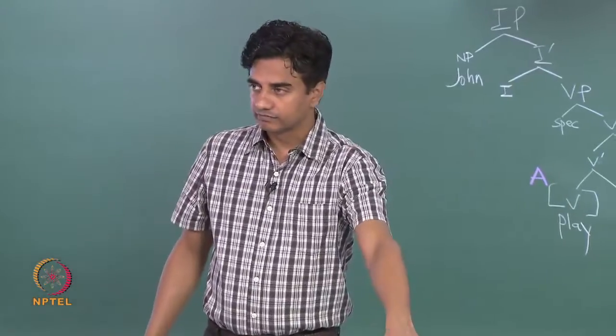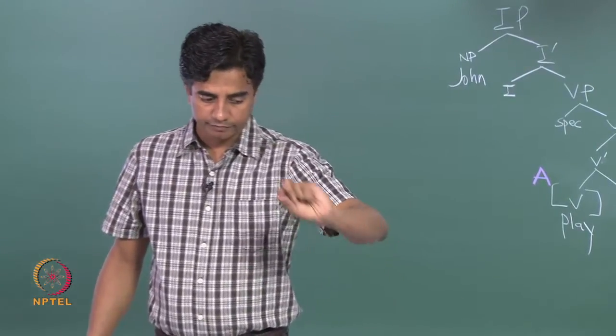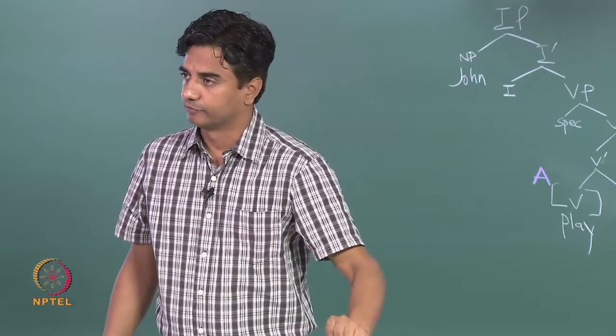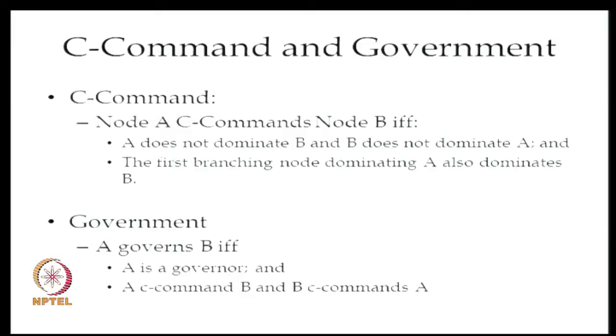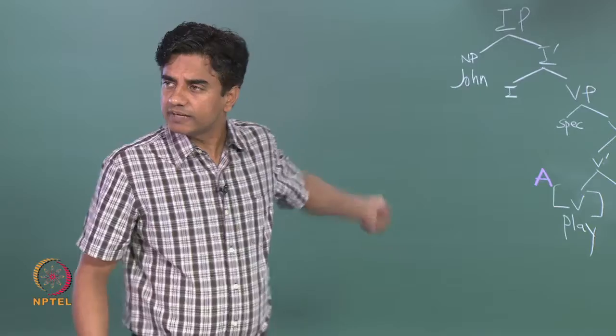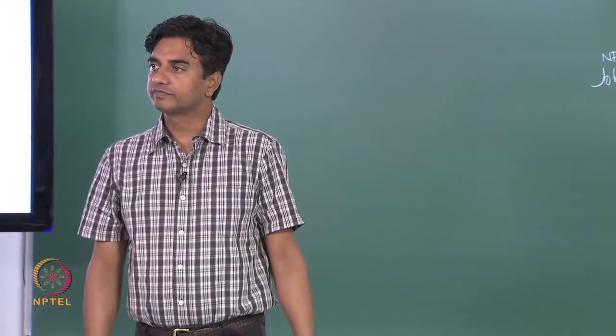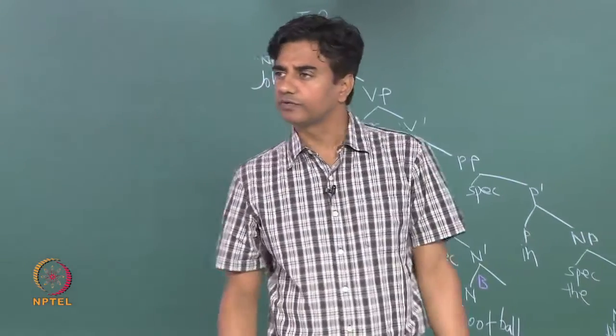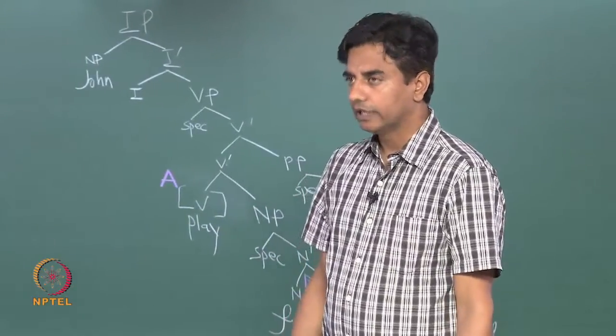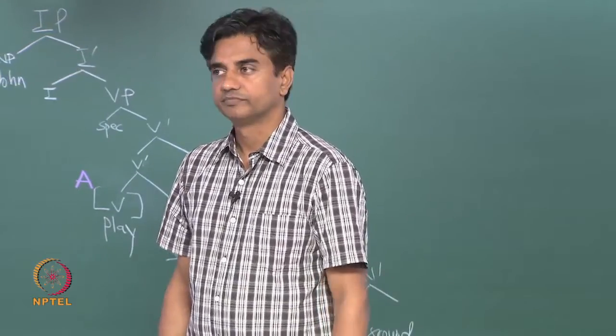Now, if we look at the virtue of A being a governor for B, do we meet that condition? A is a governor and A C commands B. Does B also C command A here? Shouldn't be too difficult for you to figure this out. It doesn't. Why? The first branching node dominating B does not dominate A. See this thing?